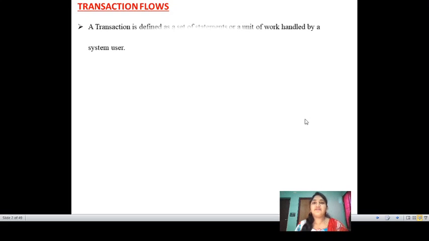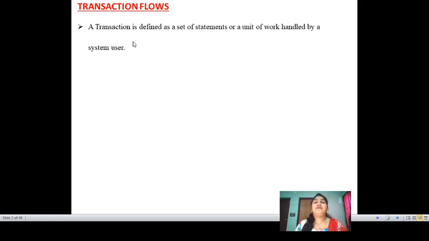In the first part, the first topic is transaction flows. First, what is meant by transaction flows? Before that, what is meant by a transaction? This is a familiar word. You are all well aware of transactions. On hearing the word transaction, the example that comes to our mind is an ATM transaction. That's the best example for transaction flows and transaction flow testing.